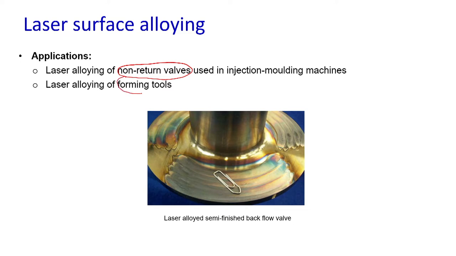Then forming tools. So forming tools are again exposed to high friction, and there is wearing of these forming tools. So here as well, the laser surface alloying can help us. One picture is there on your screen. So this is a backflow valve, and here you can see it is laser alloyed. The surface is laser alloyed. So this surface you can see over here, and by applying the lasers and specific powder over it, the required material performance can be achieved.